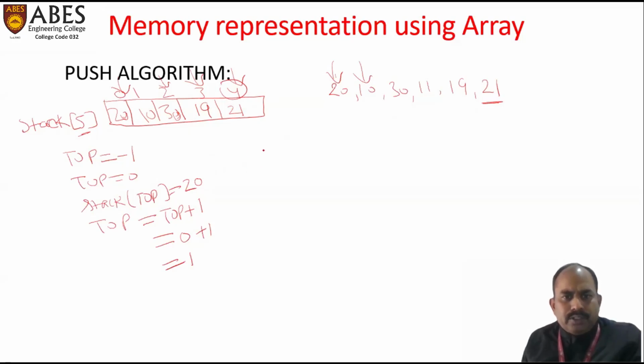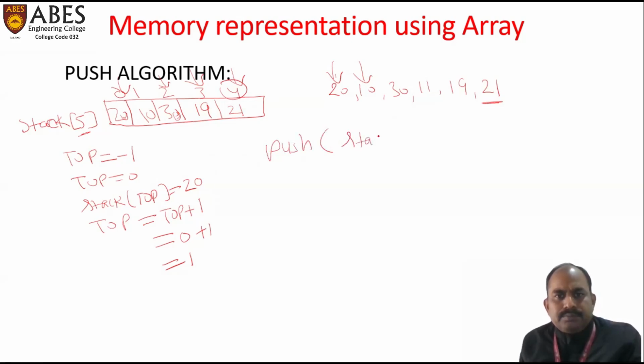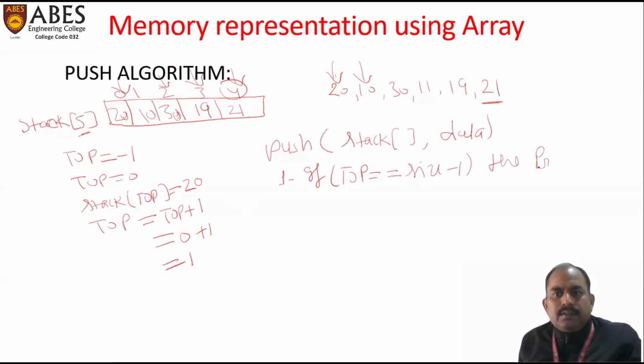So how do we write the push algorithm here? Using these steps, we can write the push algorithm. So here, push. Now we have taken a stack data structure here. Then we have to insert a data here. Now in the first step, what we do? We write the overflow condition. If top is equal to size minus 1, then print overflow.